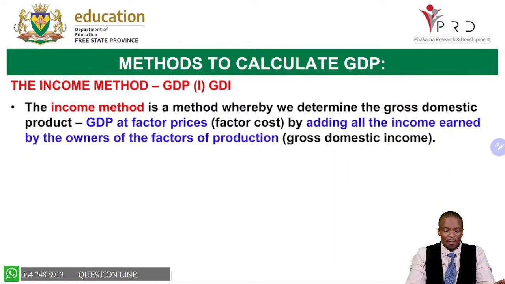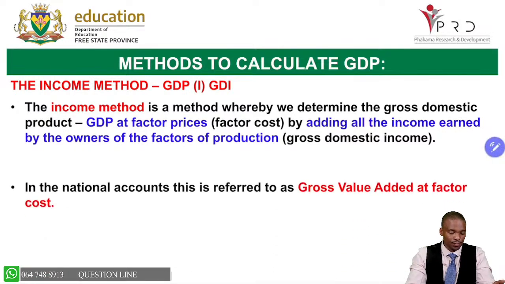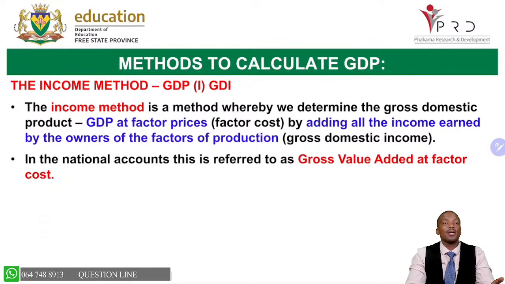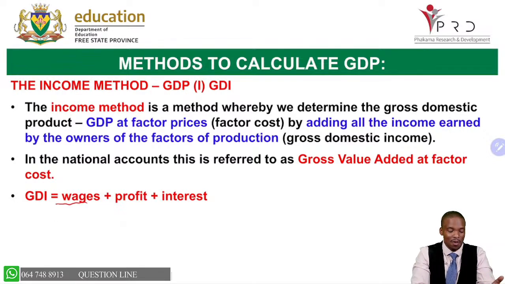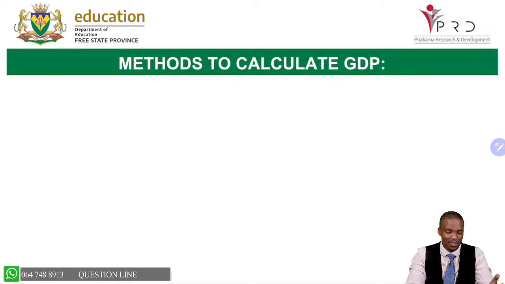This income method, it is whereby we determine the gross domestic product. We take GDP at factor cost or at factor prices by adding all the other income earned by the factors of production. Then in the national accounts, this is referred to as gross value added at factor cost. Then we look at consumption or compensation of employees there. And then you look at the profit that is earned. Also, you look at the gross fixed capital formation. That is our income method.